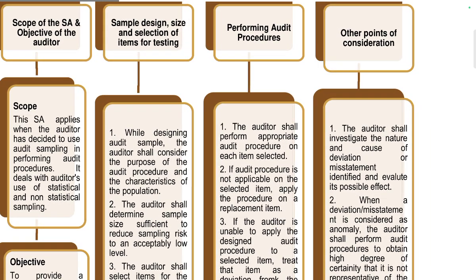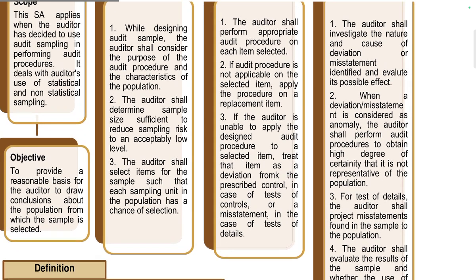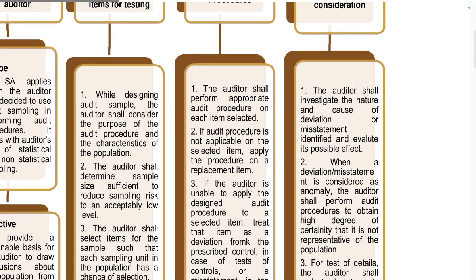Sample design, sample size and selection, types of sampling. While designing an audit sample, the auditor shall consider the purpose of the audit procedure and the characteristics of the population. The auditor shall determine a sample size sufficient to reduce sampling risk to an appropriately low level. The auditor shall select the items of the sample such that each sampling unit in the population has the same chance of selection.